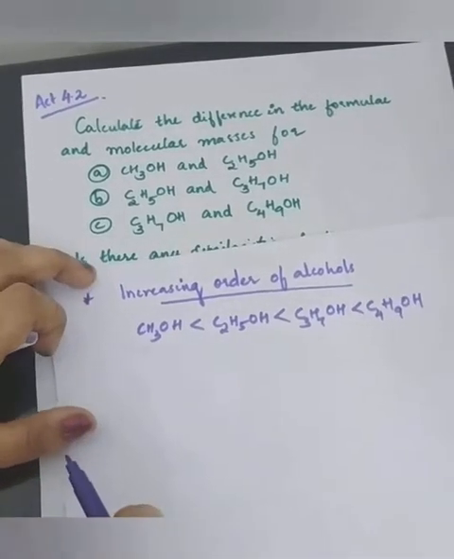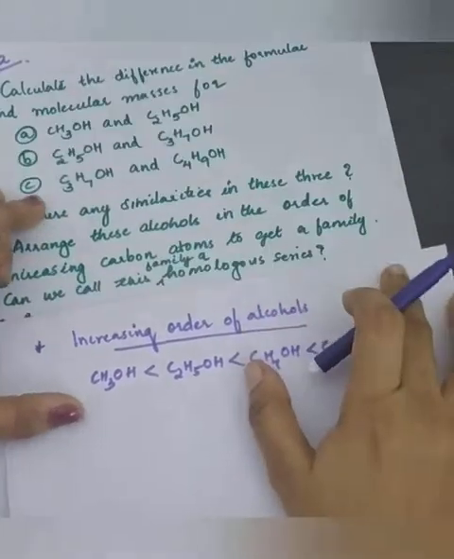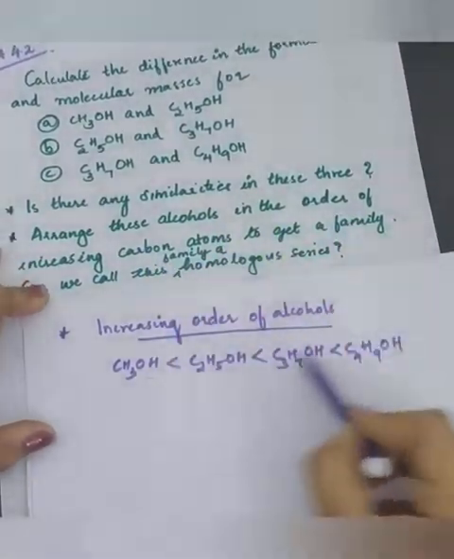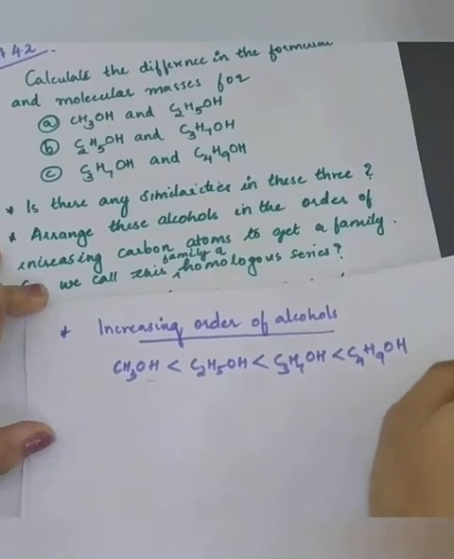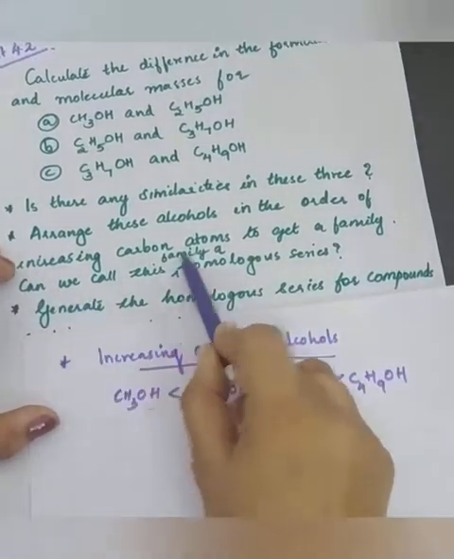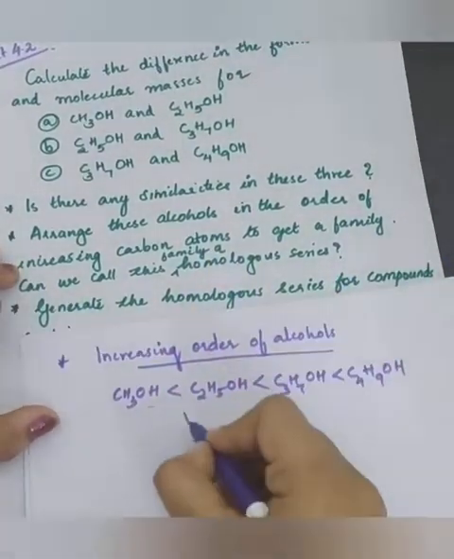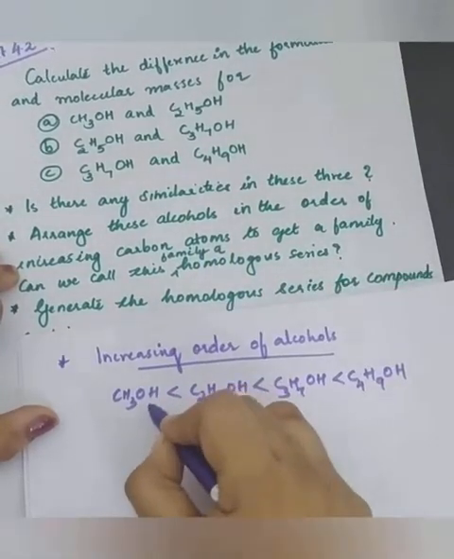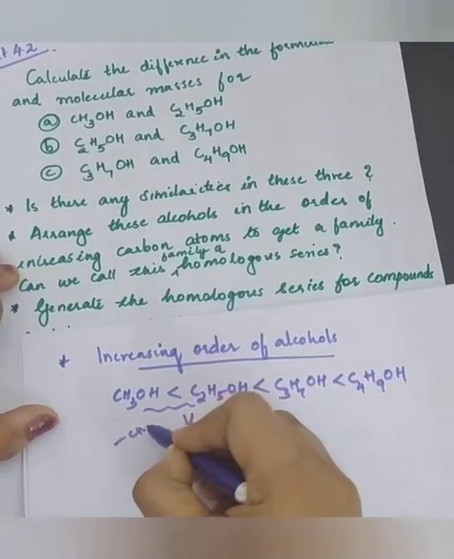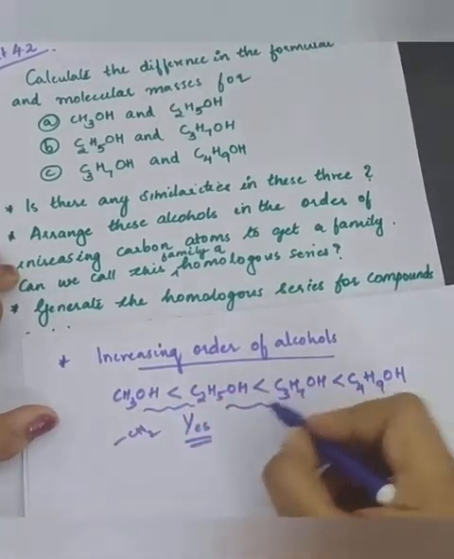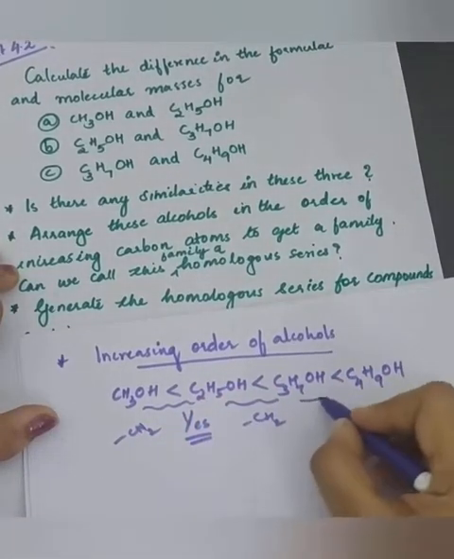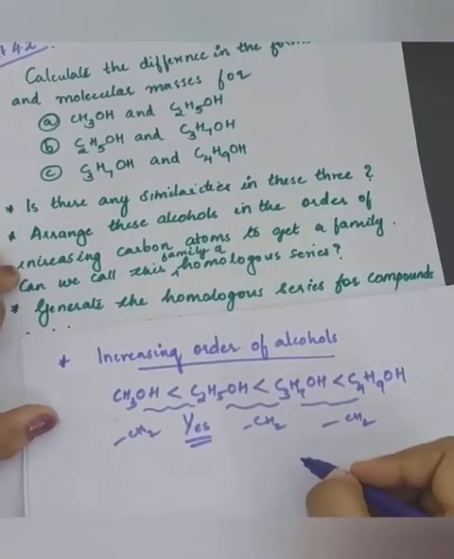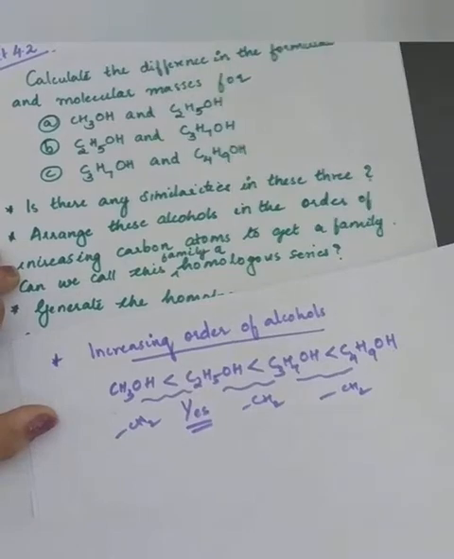One more question is there. Can we call this family a homologous series? Yes. Why? They differ by a CH2 group. So here also they differ by a CH2 group. So we can say they follow a homologous series.